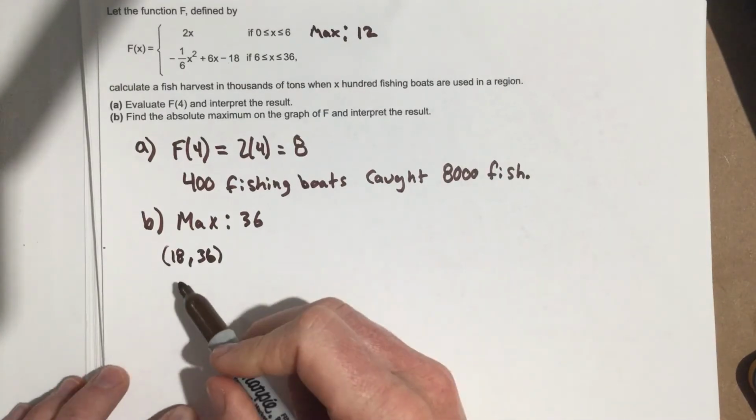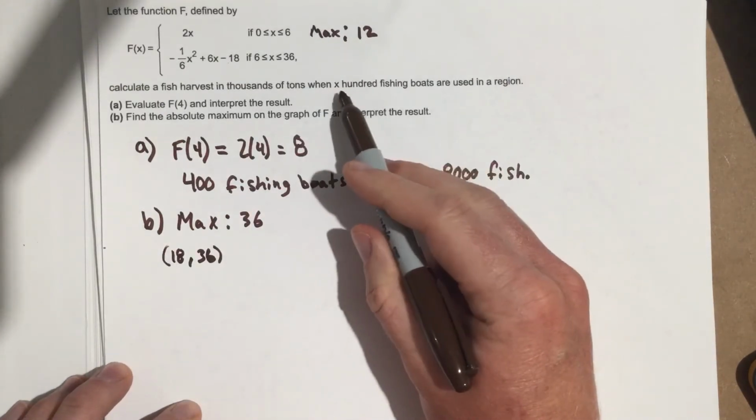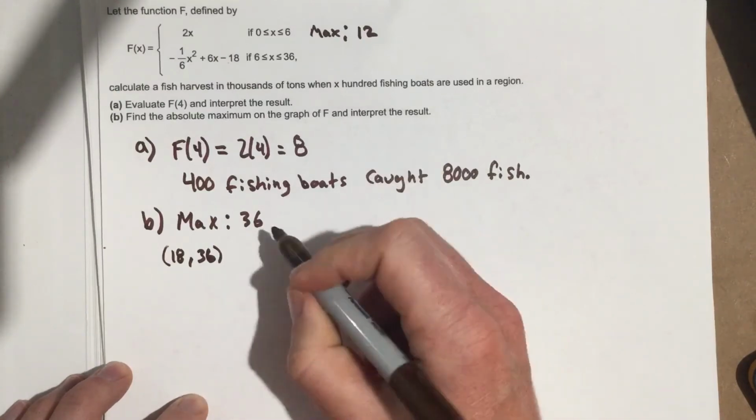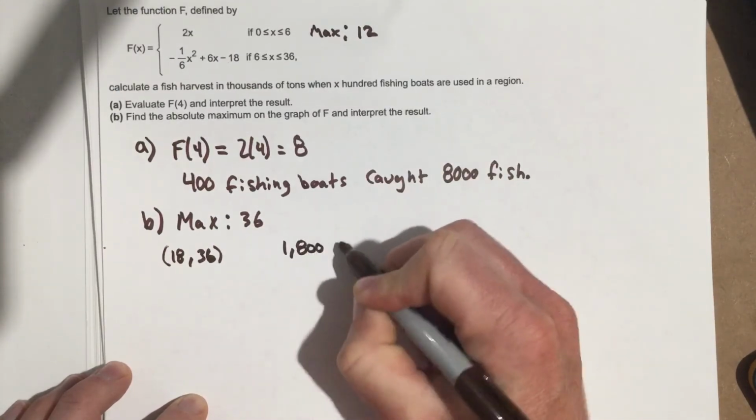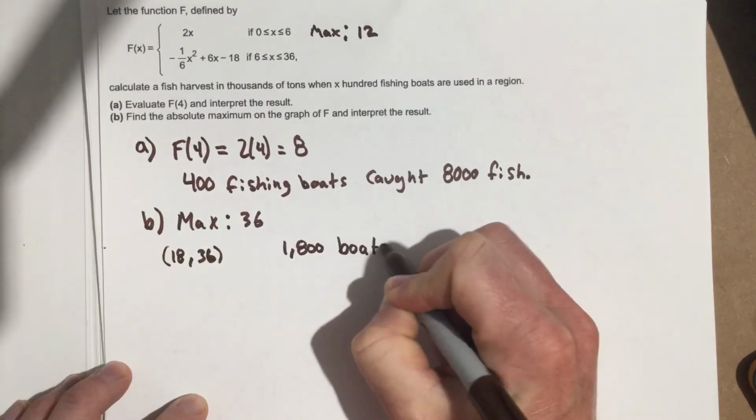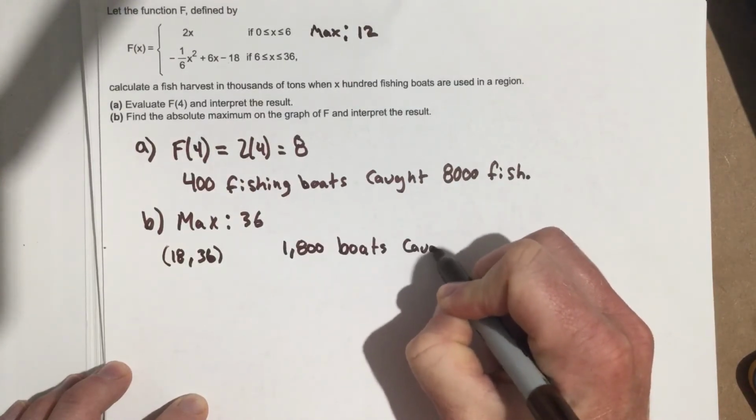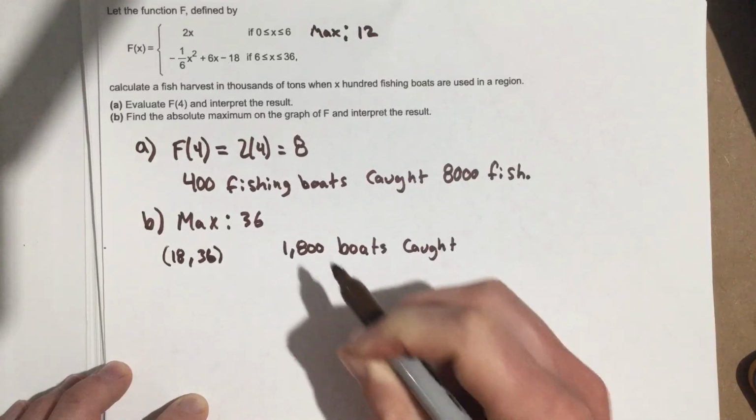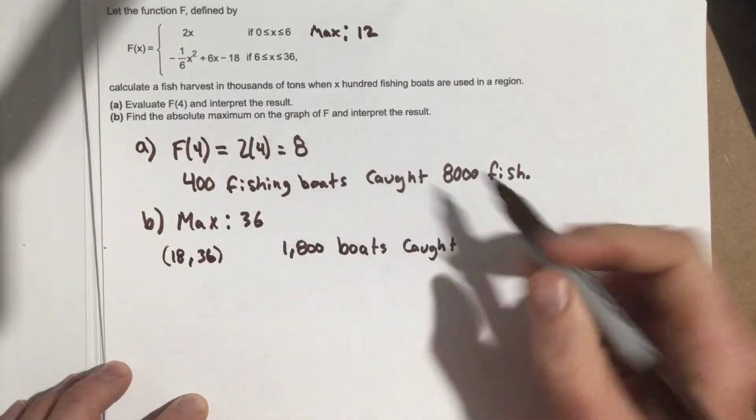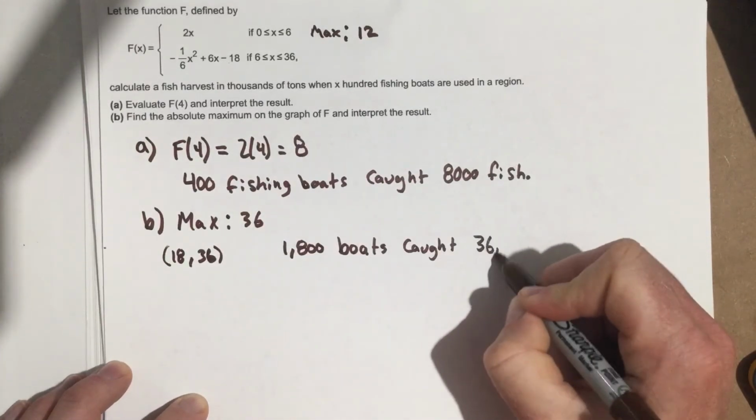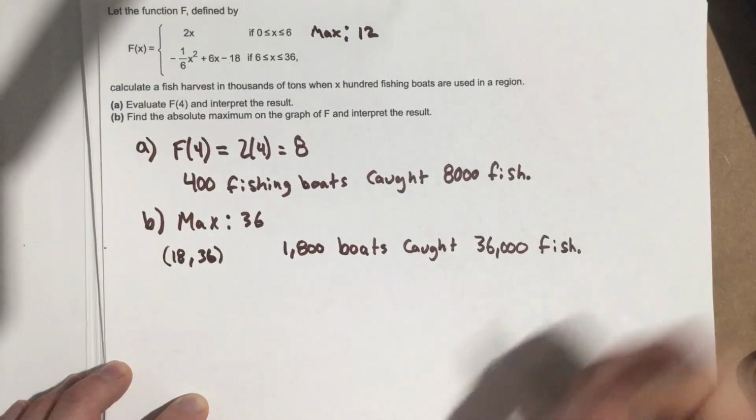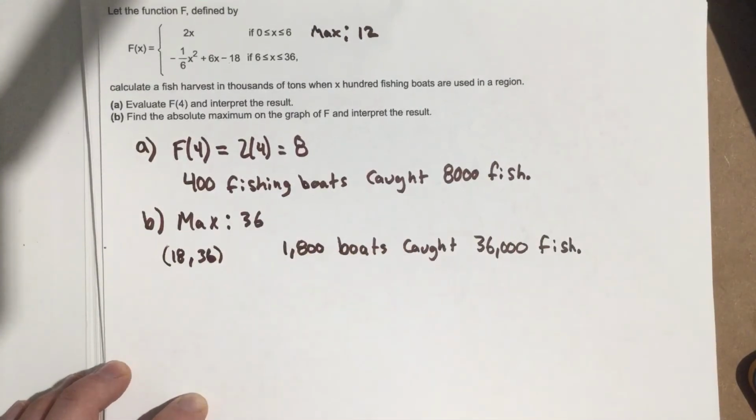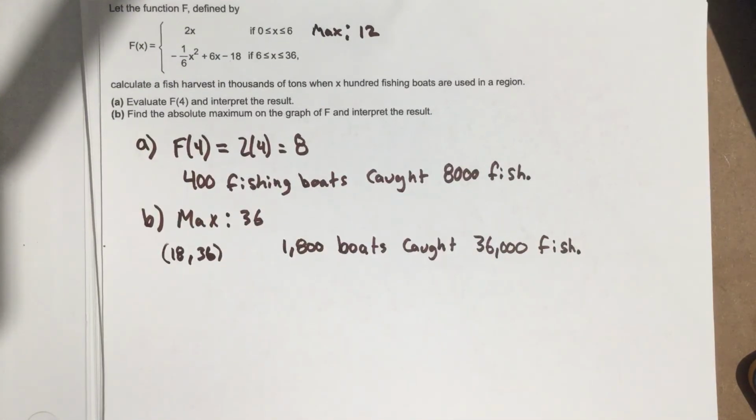So if x is 18, that means it says hundreds, so we're going to say 1,800 boats caught, and this is 36,000, caught 36,000 fish. And that's the interpretation of our max. The most number of fish that are caught is 36,000.